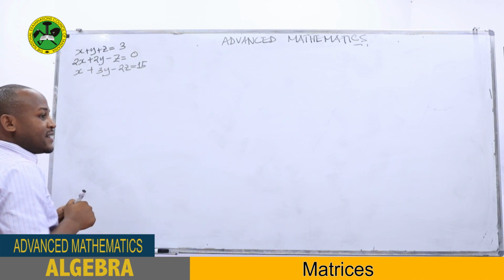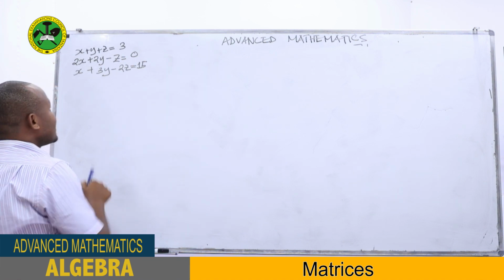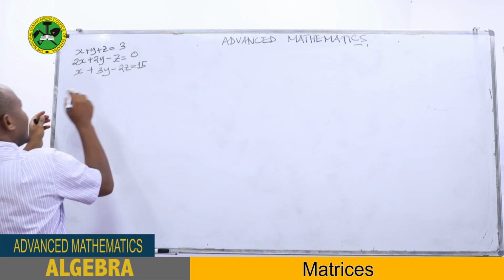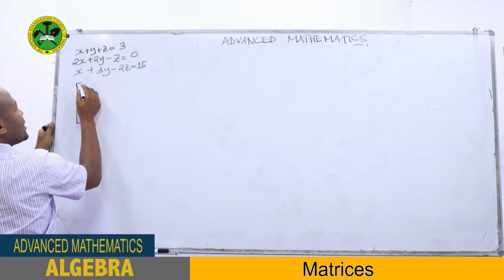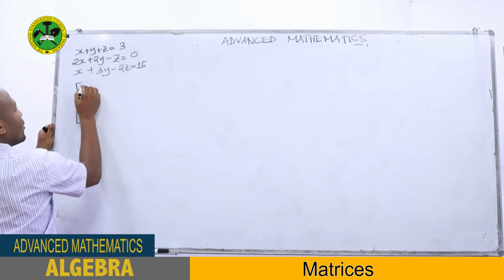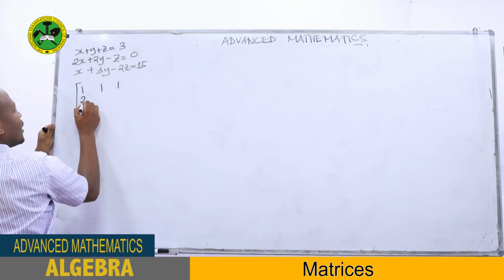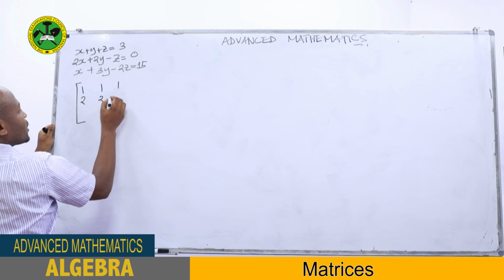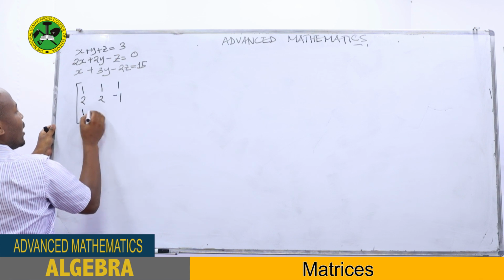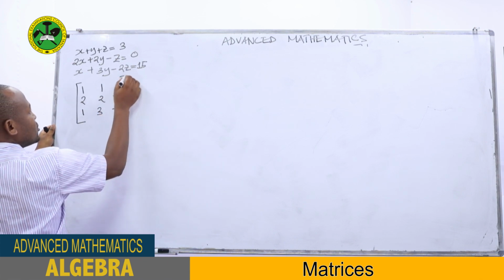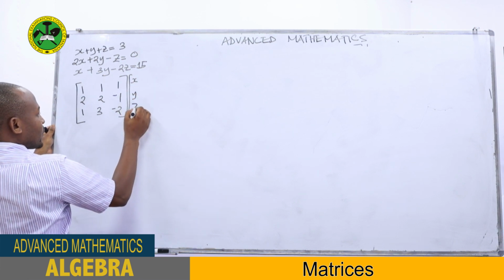Now, the first step, as we discussed in the last slide, was to write the system into matrix form. Let's do that. So collect the coefficients of the equations. That will be 1, 1, 1. The coefficients of the second equation are 2, 2, negative 1. And the coefficients of the third are 1, 3, negative 2. And the variables are x, y, z.